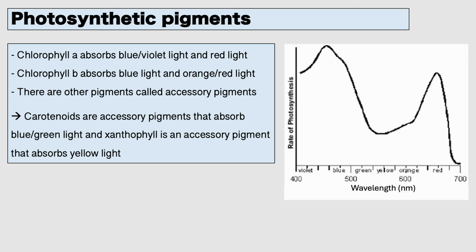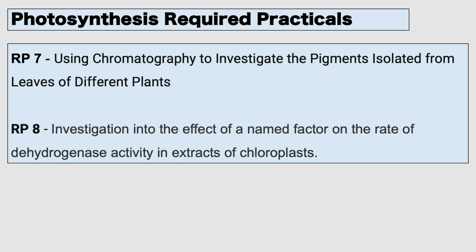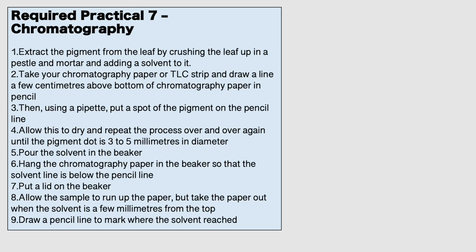Chlorophyll is green, so it reflects green light rather than absorbing it, but accessory pigments called carotenoids, for example, absorb blue and green light, and xanthophyll is another one, and that absorbs yellow light. Okay, now moving on to the required practicals associated with this chapter. There are two, required practical 7 and required practical 8, and we're going to start with required practical 7, which is chlorophyll chromatography.